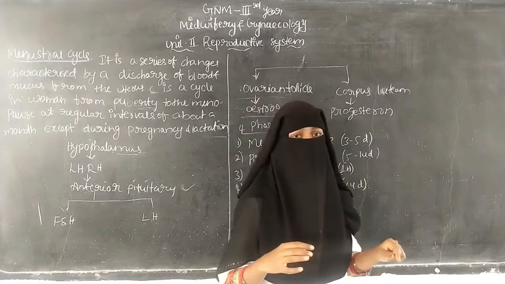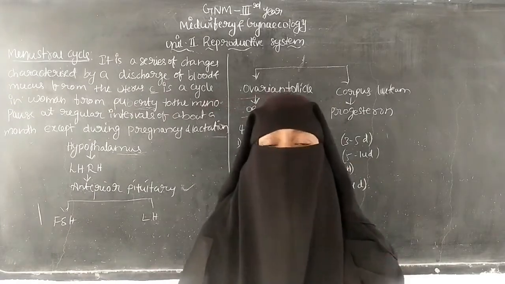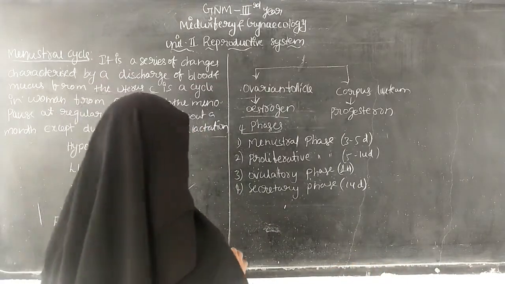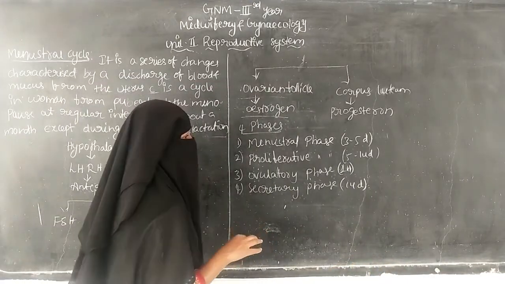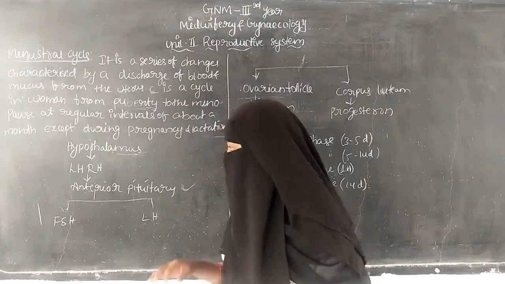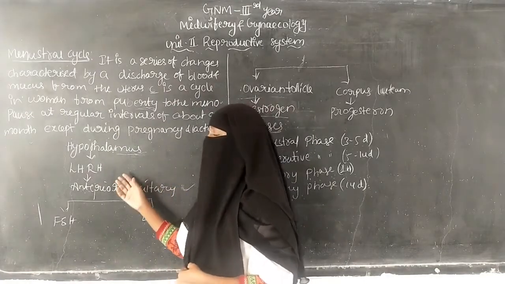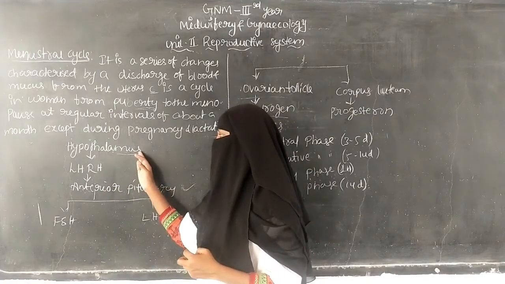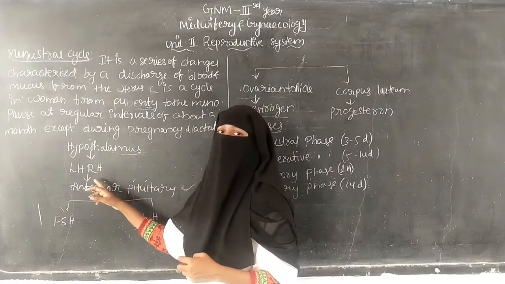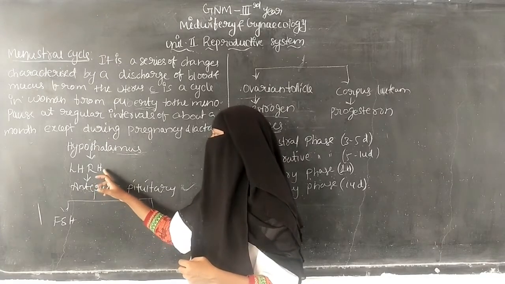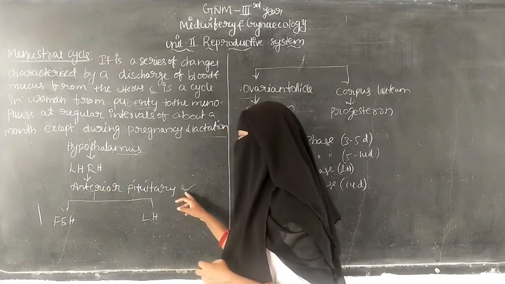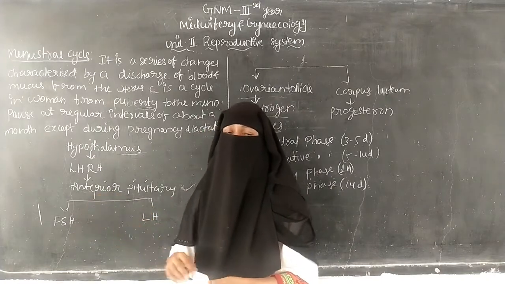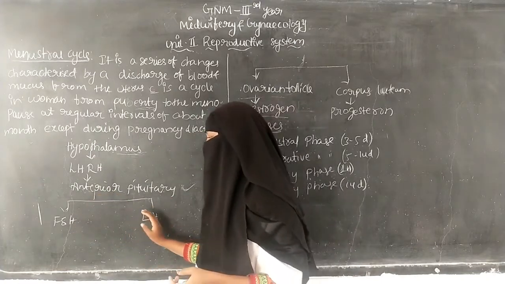So the progesterone hormone helps in the thickening of the endometrium during pregnancy. So it is the menstrual cycle. From the hypothalamus, it secretes the luteinizing hormone releasing hormone, and it stimulates the anterior pituitary gland, and from this it secretes the follicle stimulating hormone and the luteinizing hormone.